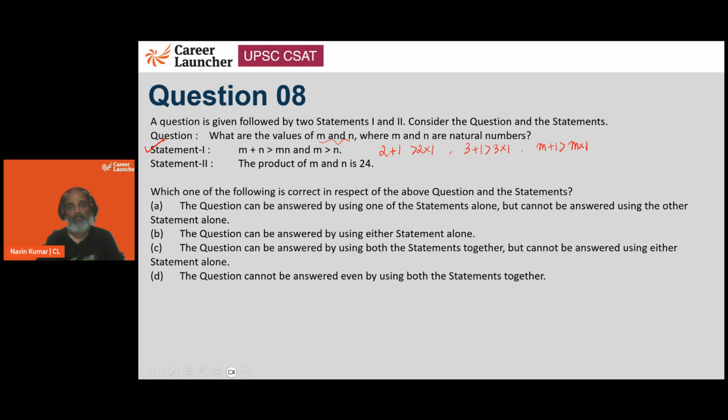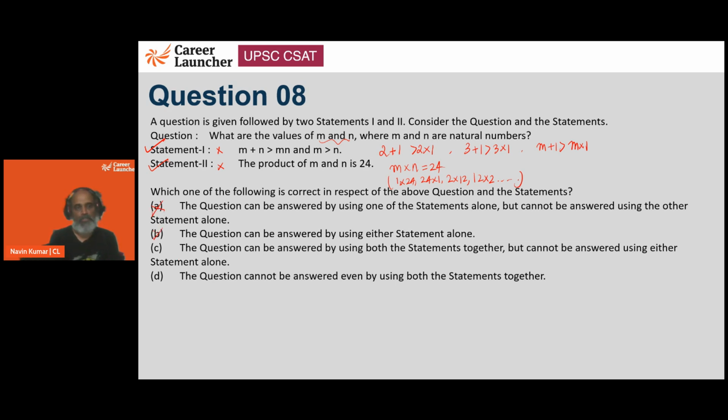What is the value of m? What is the value of n? We won't be able to answer this using first statement. Second statement. Let's forget about the first one. The product of m and n is 24. There are a lot of possibilities, right? It could be 1 into 24, it could be 24 into 1, it could be 2 into 12, it could be 12 into 2, and so on and so forth. So we won't be able to tell this, right? So using the second statement also, we won't be able to answer.